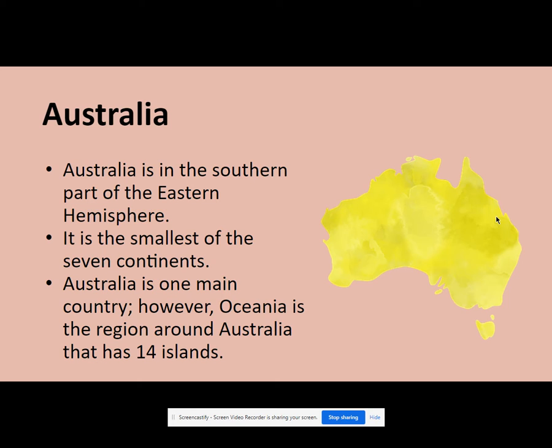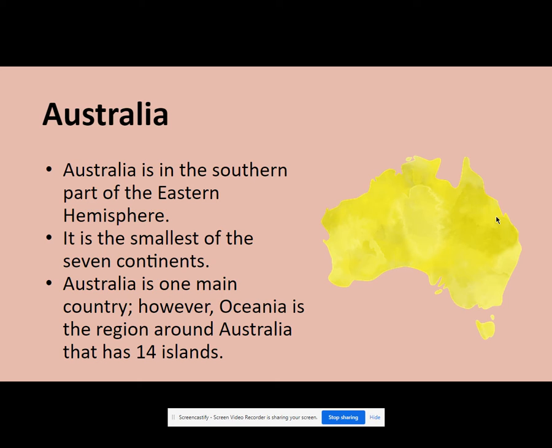So then we have Australia, and Australia is in the southern part of the Eastern Hemisphere. It is going to be the smallest of the 7 continents, and Australia itself is one main country. There are not separate countries within Australia.